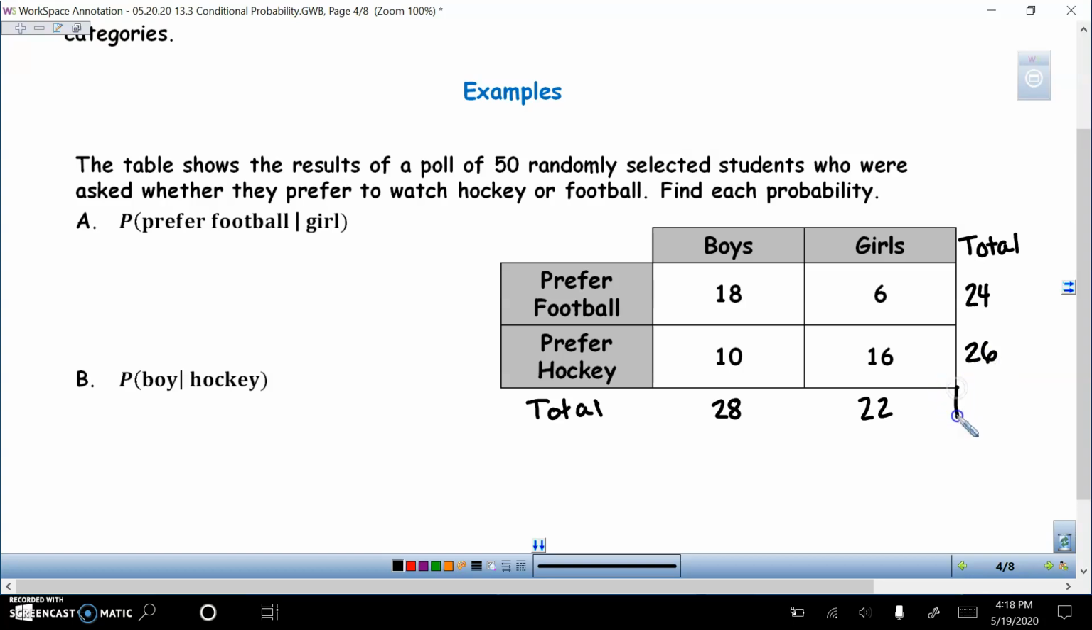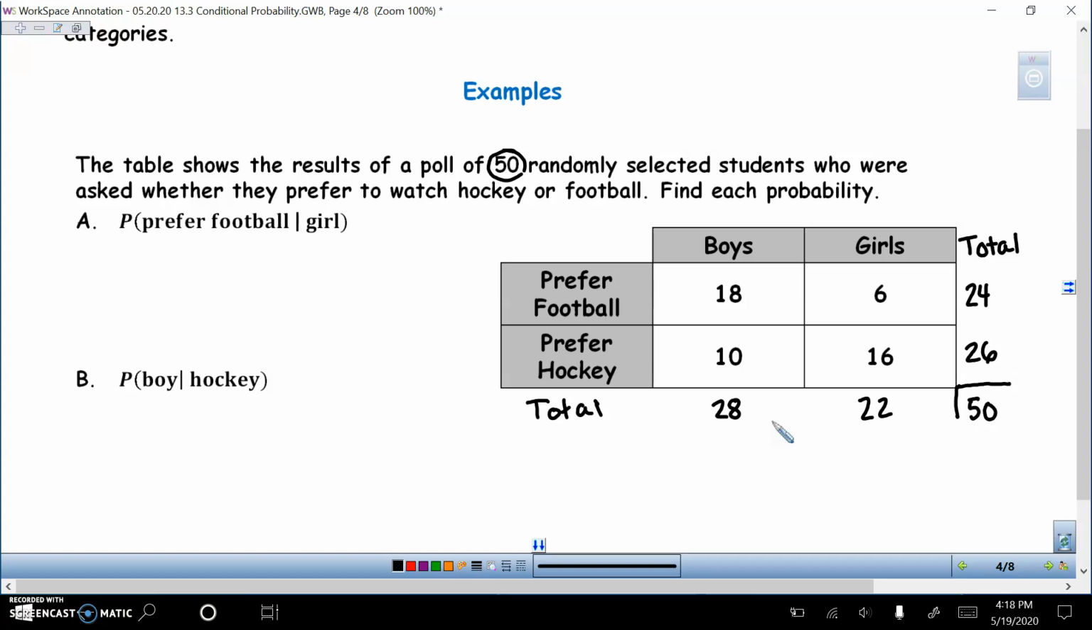And then just to double check your math, you should total your totals. So 24 plus 26 is 50, and 28 plus 22 is 50. We surveyed 50 students, so that matches. That means we did our math right. It's a nice way to check to make sure you're on the right track.